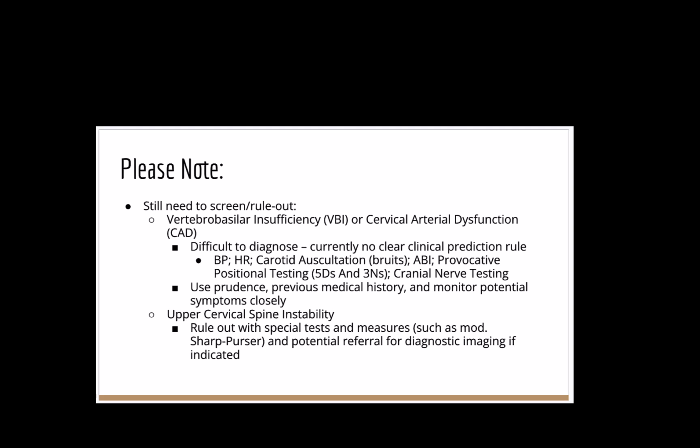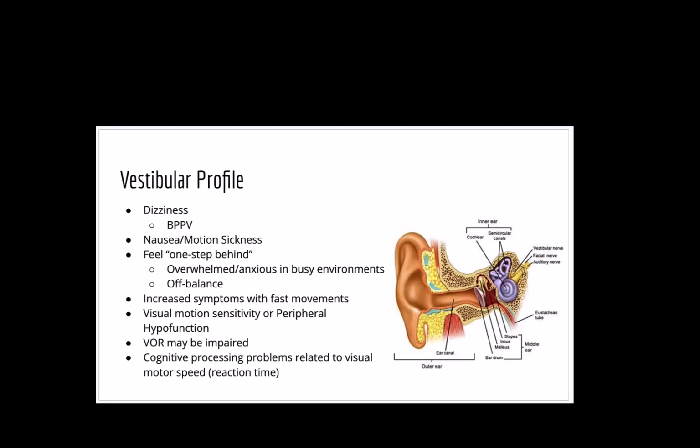As I'm looking at the upper cervical spine instability, I'm seeing that I put on there the modified Sharp-Purser, but there's also things like the alar ligament test you probably have learned as well. So make sure that you're doing your due diligence to screen and rule this out just to be safe for your patients. Let's move on to the next profile.